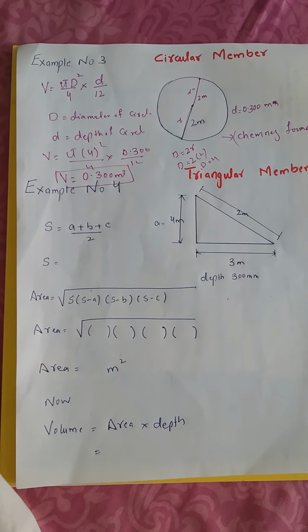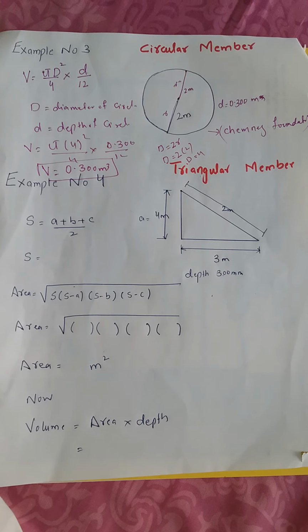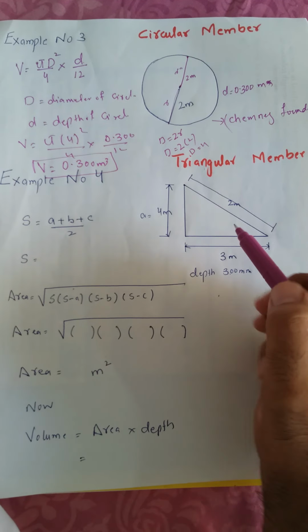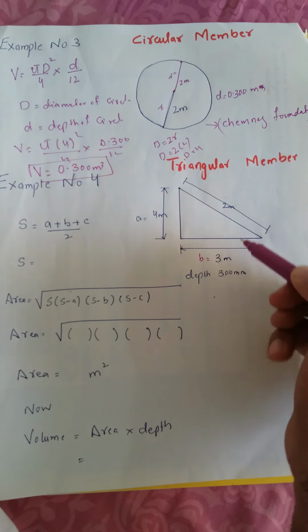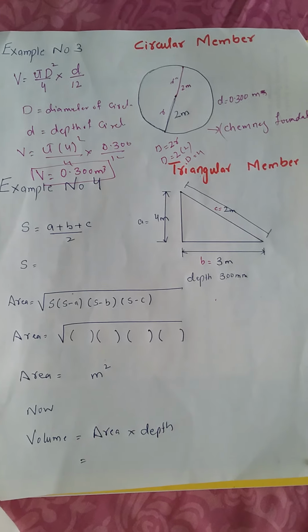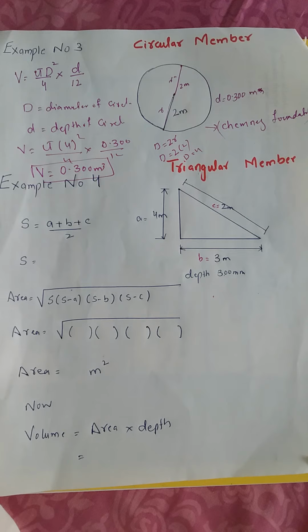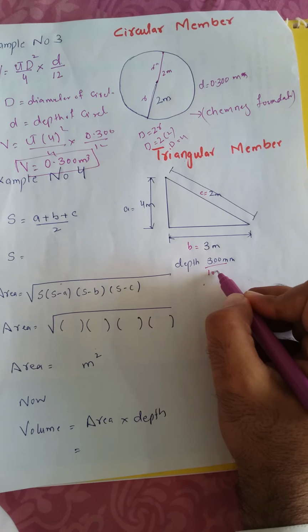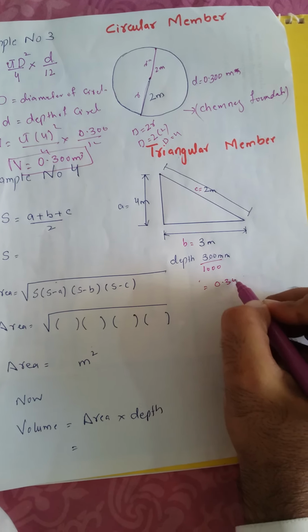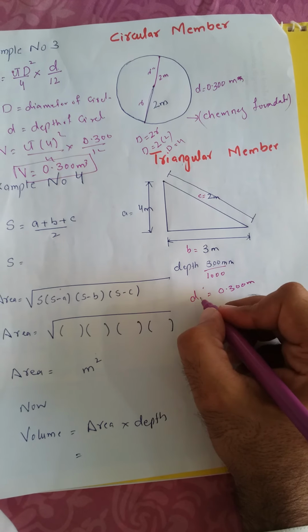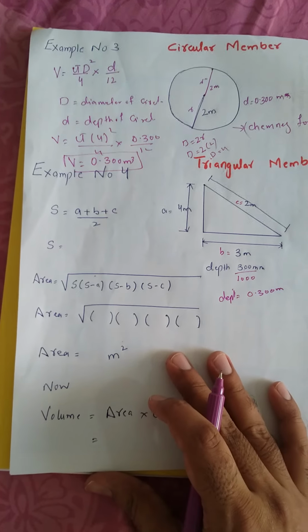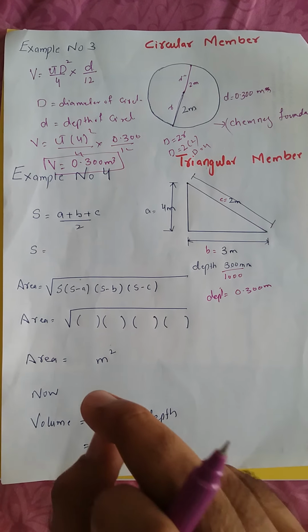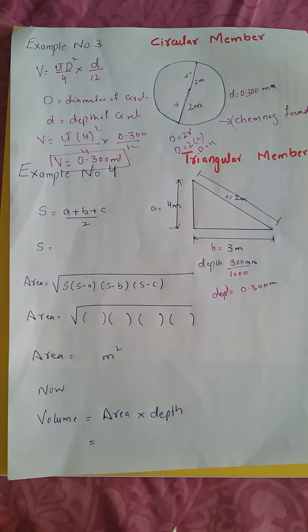Now viewers, come to the last problem, which is a triangular member. We have a triangular member whose three sides are given. The first side A is 4 meter, the second side B is equal to 3 meter, and the third side C is equal to 2 meter, and the depth of this triangular member is 300 mm. First of all we will convert this into meter by dividing by 1000 and it will come 0.300 meter, because the other units are in meter. Now viewers, remember the formula. It is a very important formula to calculate volume or quantity of concrete for a triangular member. We must know these two formulas.